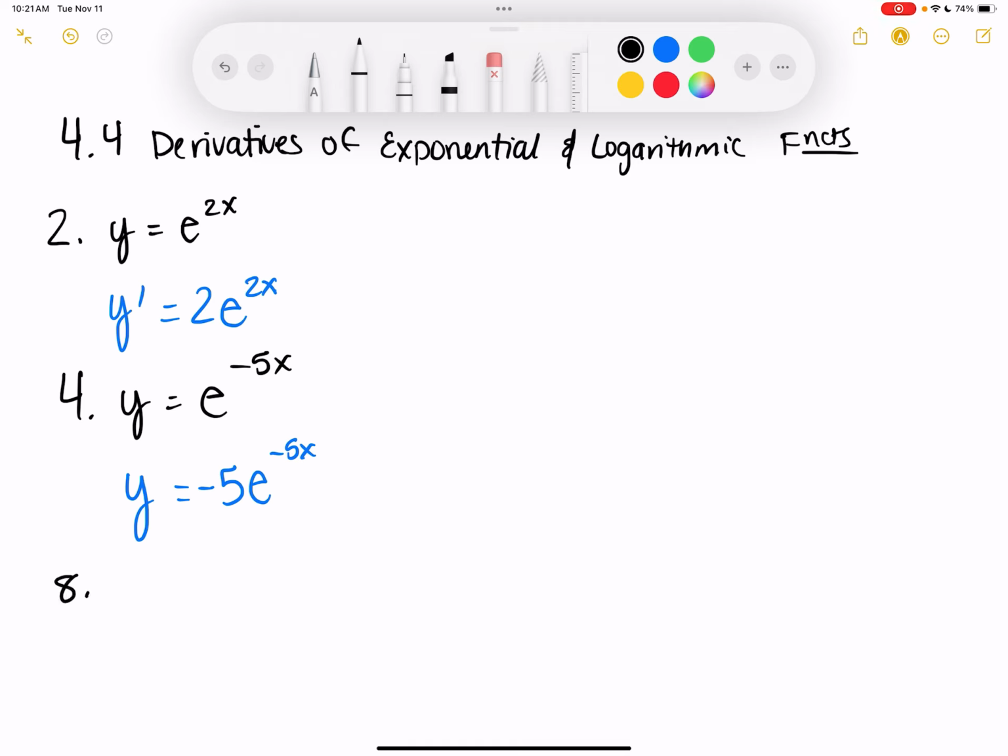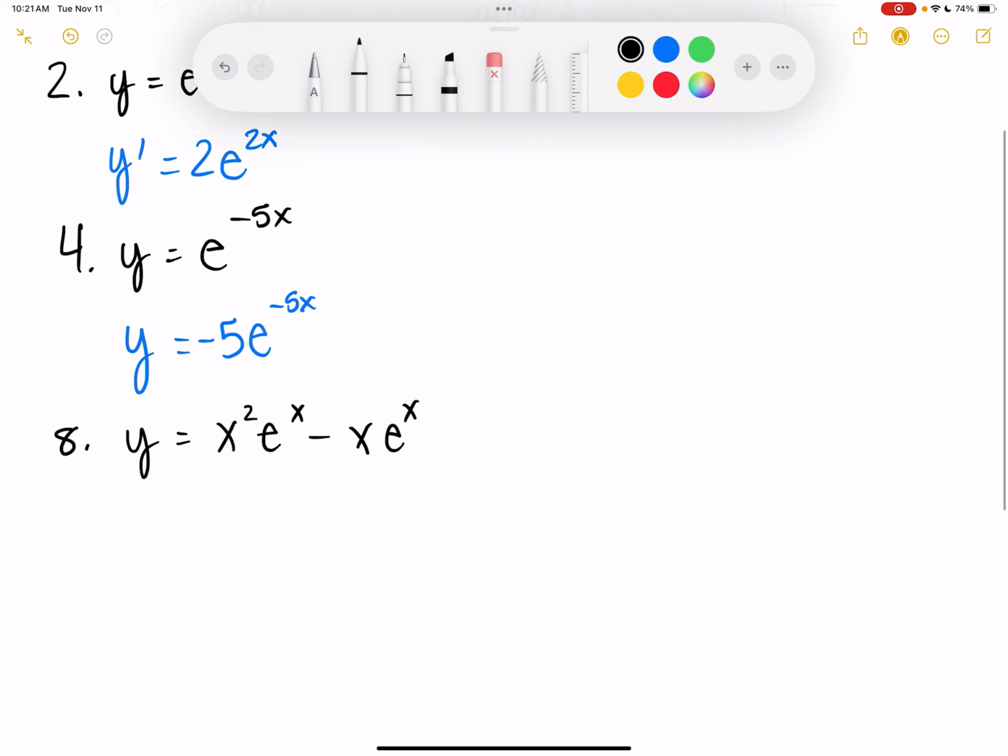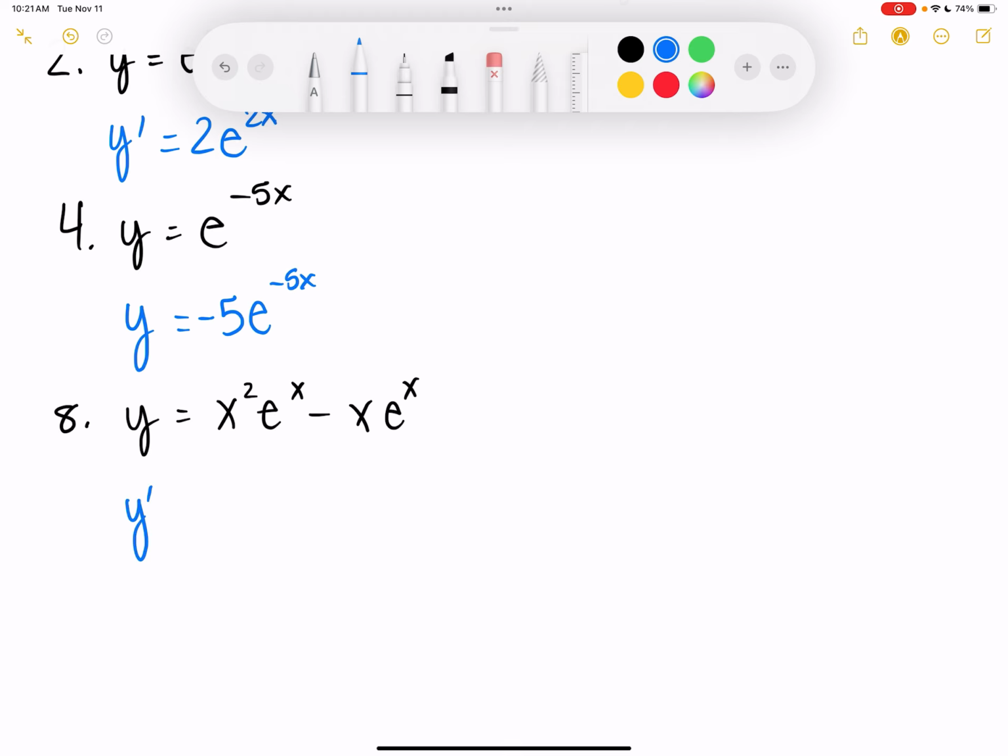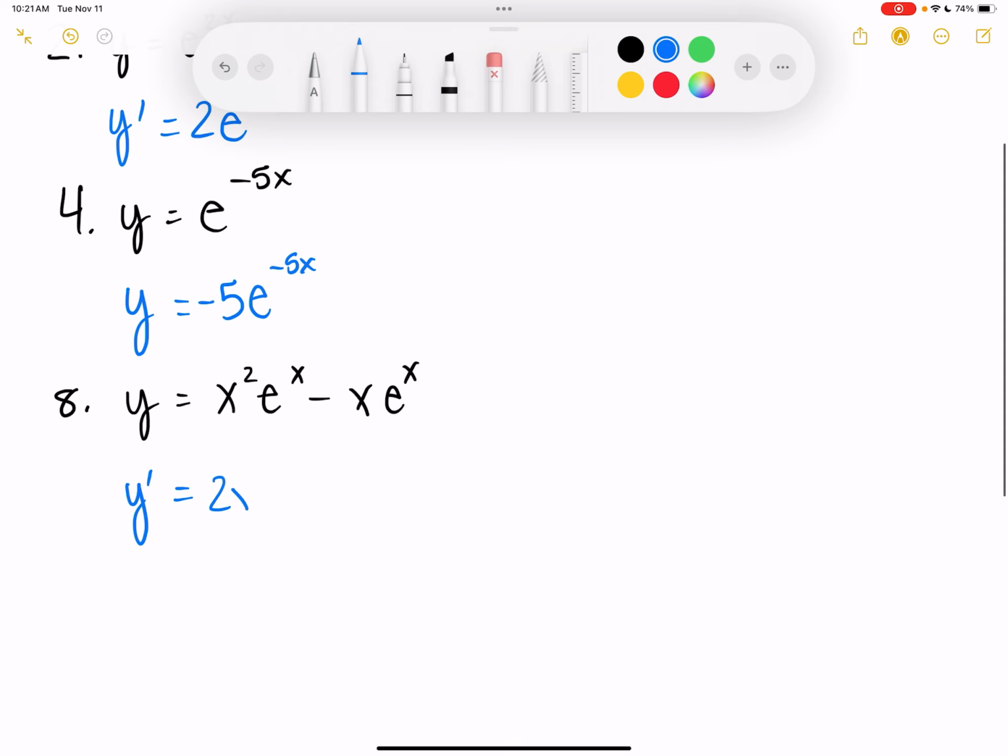So 8, y equals x squared e to the x minus x e to the x. All right, so we've got a product rule. Well, technically I have 2 product rules here. And so I'm just going to work my way across. So the first one, we would have 2x e to the x. So I took the derivative of the first part, plus the first times the derivative of the second. Well, that's just x squared e to the x. Because this is just an x up here now, I don't have to do any chain rule to that. And then I'm just going to do the same thing over here.